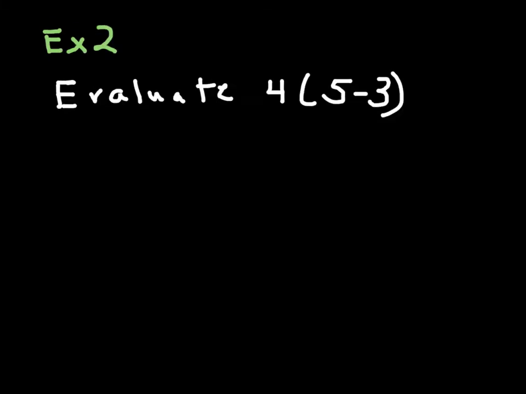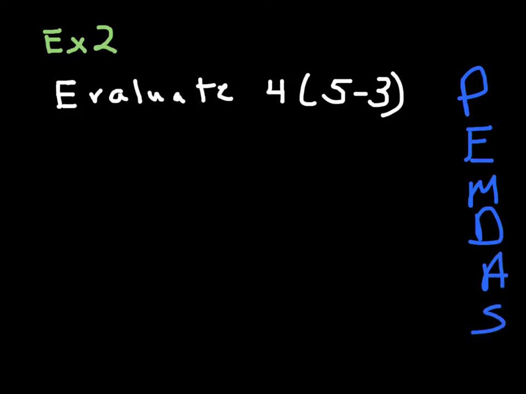Here it says evaluate 4(5 - 3). We've had these examples before, and in this example we use PEMDAS. The first thing we would do is the parentheses first. So I would take 4 times 2, because 5 minus 3 is 2, and our final answer is 8. That's a good way to do this one. In fact, it's the easiest way to do this problem.